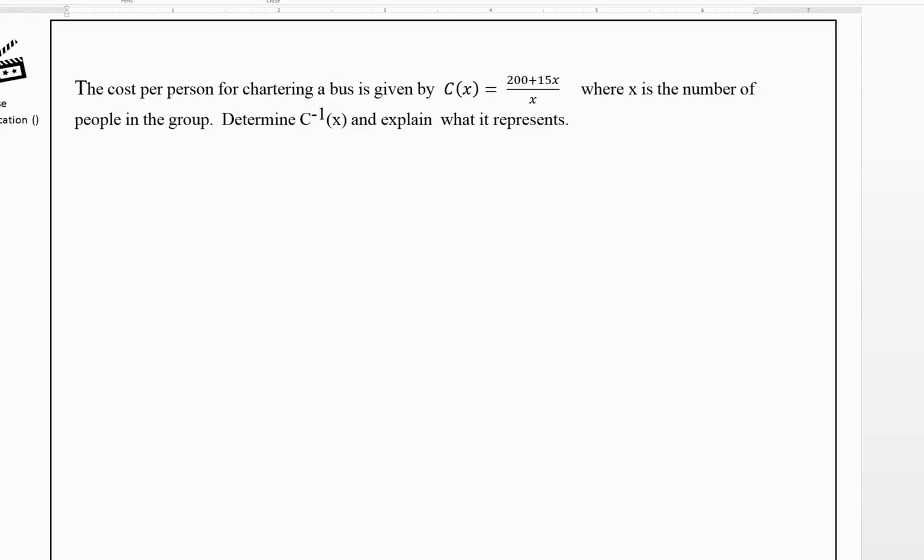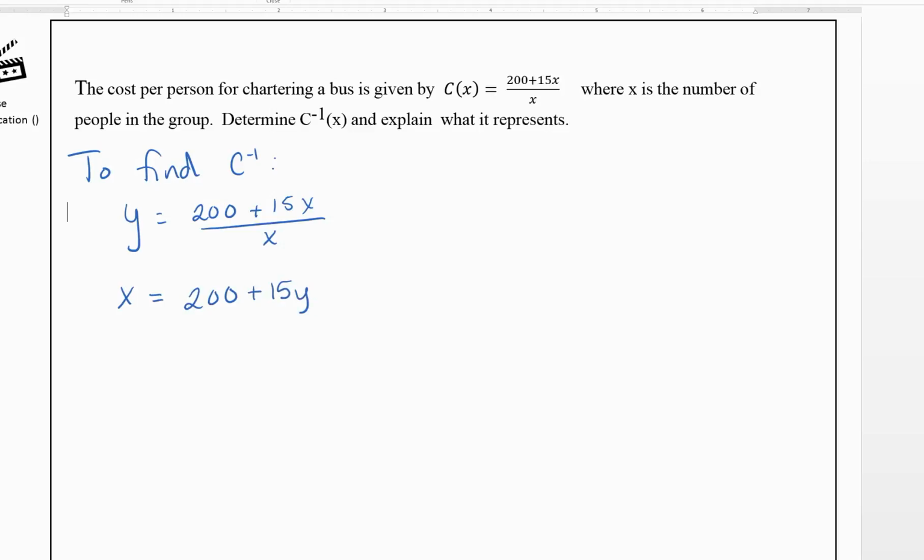Okay, so to find C inverse, what we're going to do is first we'll say y equals (200 + 15x) over x. So I just replaced the C of x with a y. Now I'm going to swap the x and the y. So we're going to say x equals (200 + 15y) over y. Now I need to solve for y. So first I want to get rid of this denominator. I'm going to multiply both sides by y.